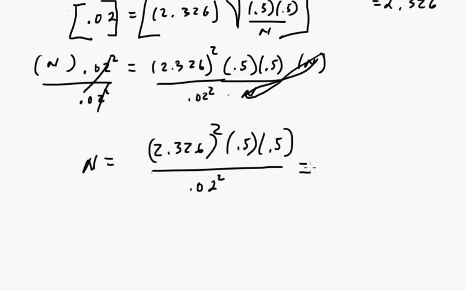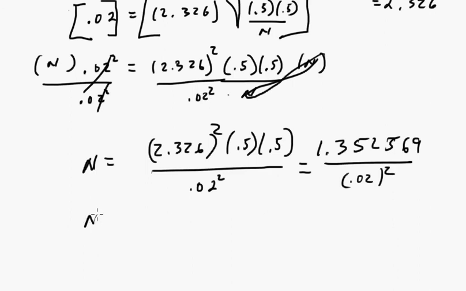Okay, and so I'm just going to do that on my calculator. 2.326 squared times 0.5 times 0.5, I get 1.352569, divided by 0.02 squared. So divided by 0.02 equals, divided by 0.02 equals, I get n equals 3381.4. So approximately 3382. Okay.